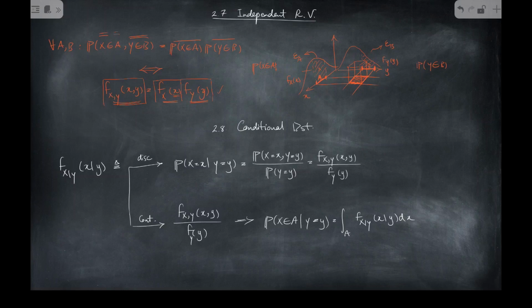Next, we have conditional independence. So it's very similar to conditional independence in the sample space. So if you remember, A is an event, it's independent of B if.